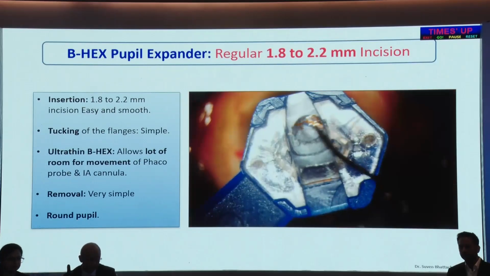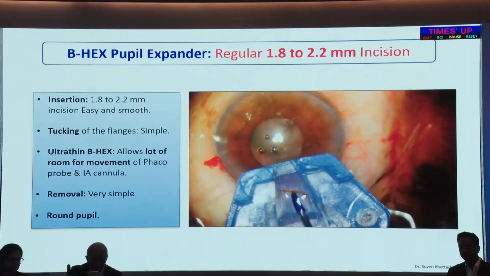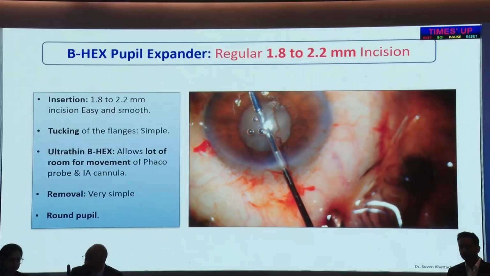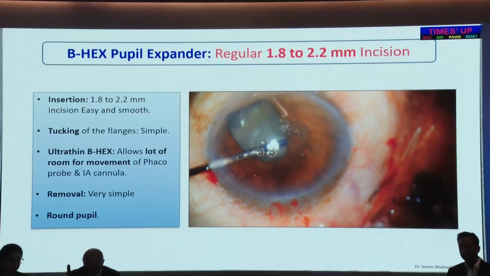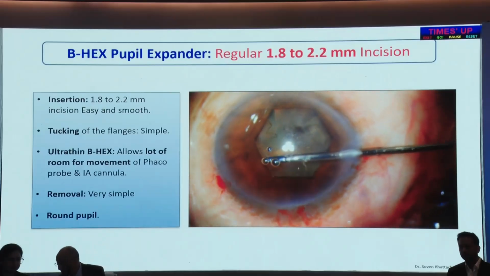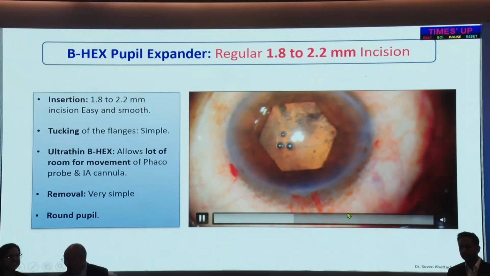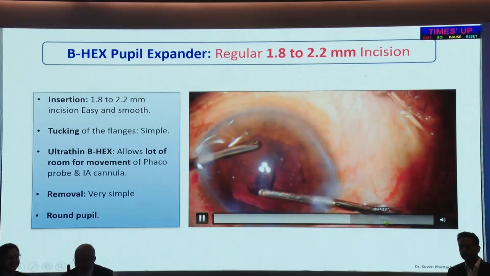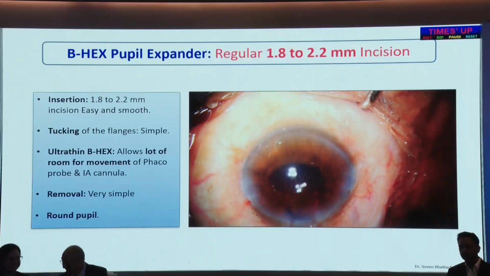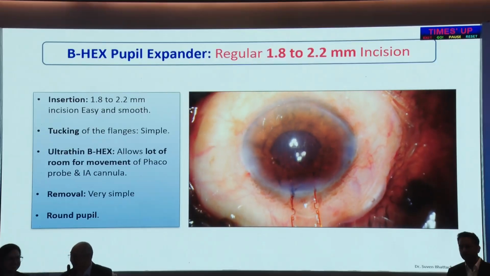In the same way, I'm showing inject viscoelastic under the pupil margin. Simple steps. Engage the notches, tuck the flanges to engage the notches. That's the first flange. The second, alternate flanges go under the pupil, and you have a hexagonal pupil. And rest is all very easy. It doesn't come in the way of your cortical aspiration, and you can do IOL implantation. And removal is very, very simple, probably the simplest device to remove, even easier than iris hooks.